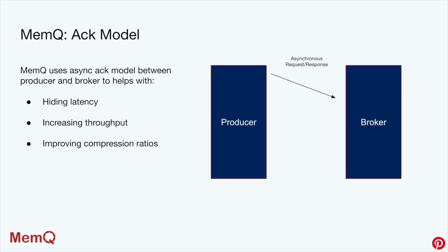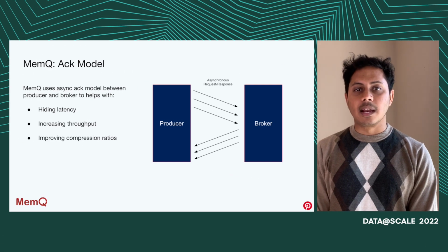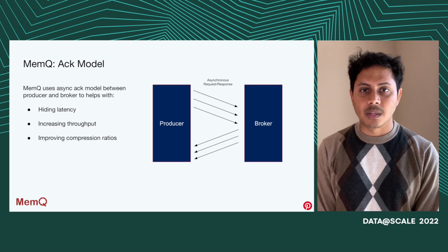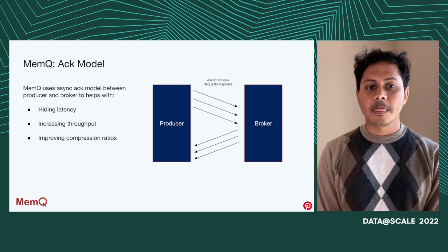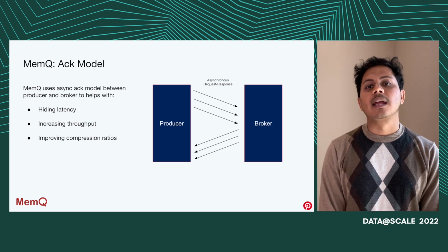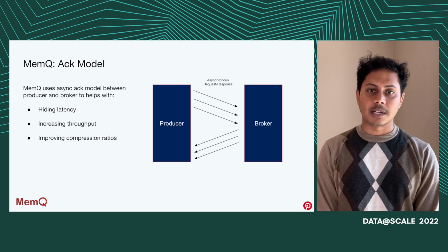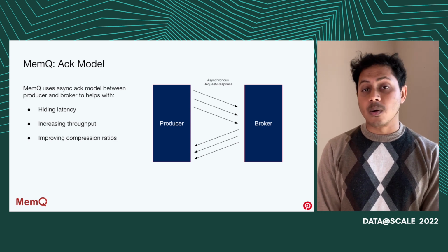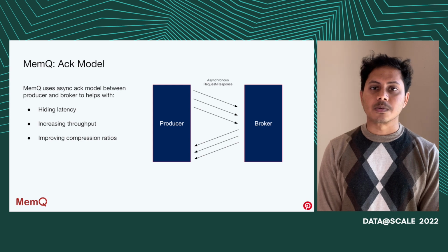So let's talk about the MemQ acknowledgement model. Because we're using an object store like Amazon S3, we had to create an asynchronous acknowledgement protocol. This was necessary to hide the latency that comes associated with a system like Amazon S3. We also needed to increase the throughput so that we could aggregate as much data as possible before dispatching it to the storage layer. It also helped us improve our compression ratios.